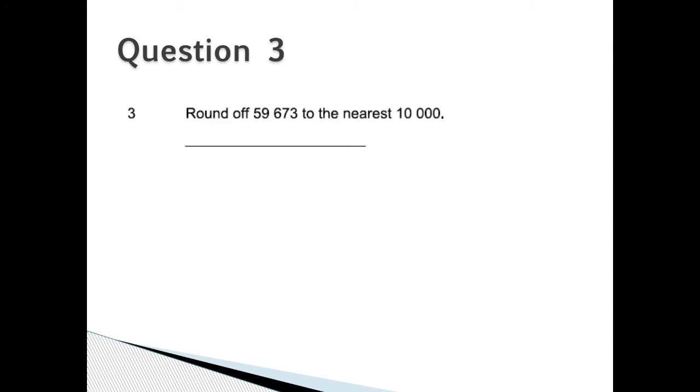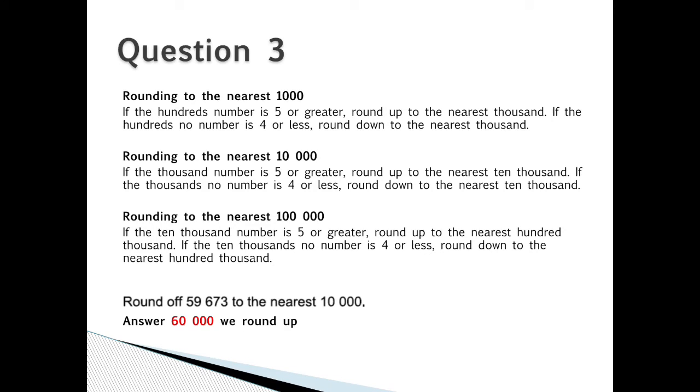Round off 59,673 to the nearest 10,000. If you are rounding to the nearest 1,000, if the hundreds number is 5 or greater, round up to the nearest 1,000. If the hundreds number is 4 or less, round down to the nearest 1,000. Rounding to the nearest 10,000. If the 1,000 number is 5 or greater, round up to the nearest 10,000. If the 1,000 number is 4 or less, round down to the nearest 10,000.